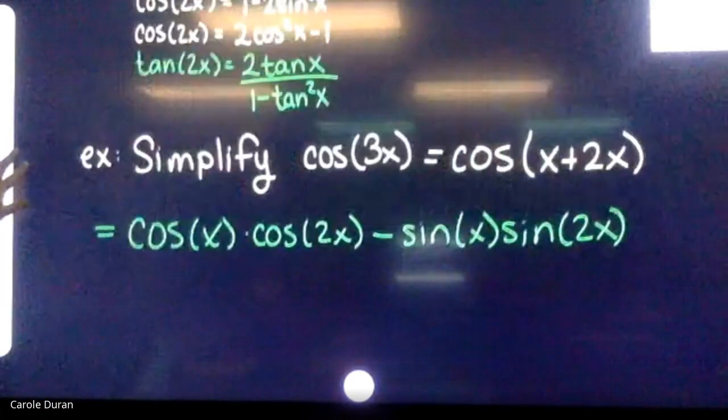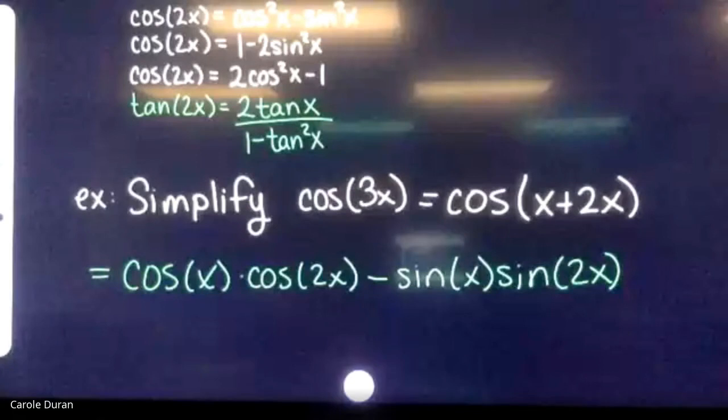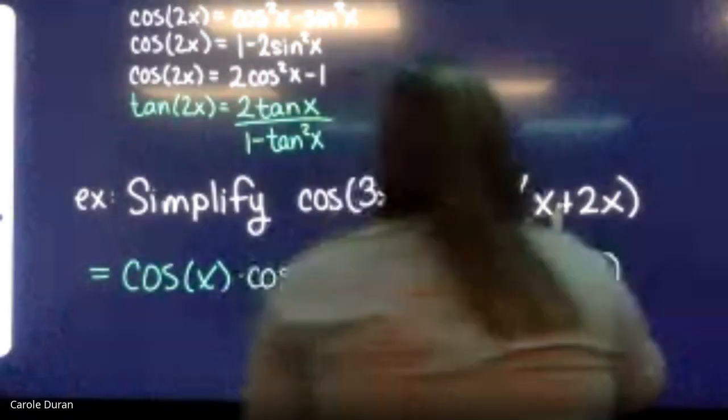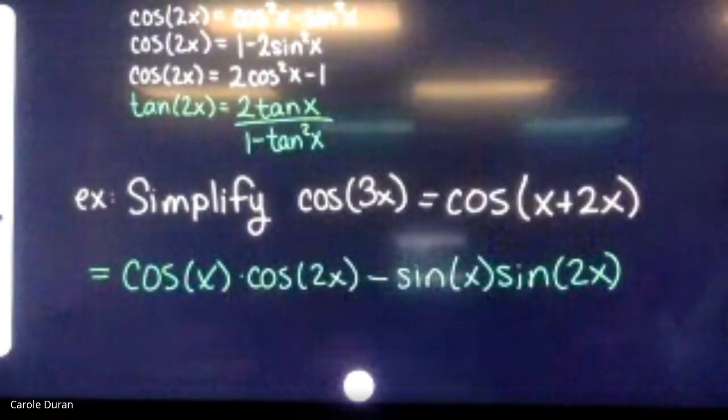How do we know what formula to use? What do you mean? Like how we use the cosine. Well, because it was addition and it was cosine. There's only one of them that fits both of those.